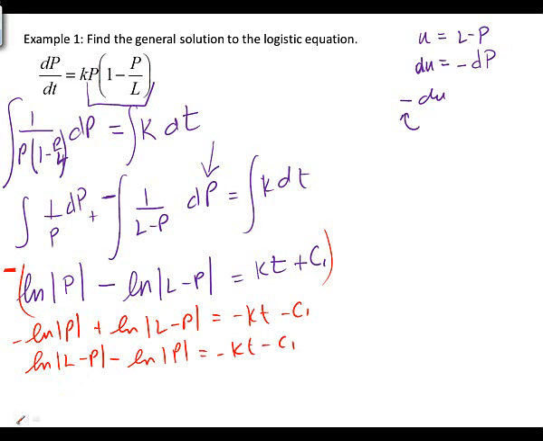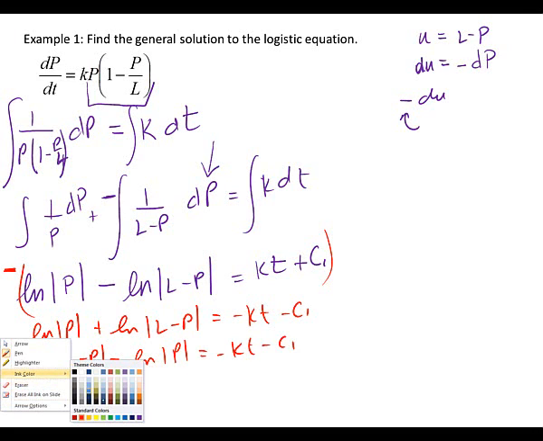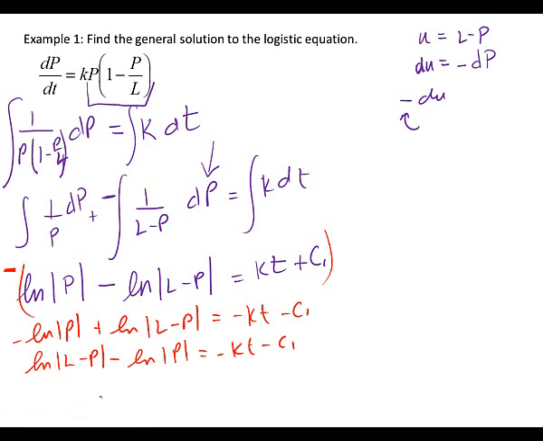All right, think about what we've done with separation of variables. How do we get rid of natural logs? Ease. Okay, before I do that though, could I combine these logs together using my log properties? What does subtraction turn into? Division. So I really have L minus P over P equals negative KT minus C sub 1.